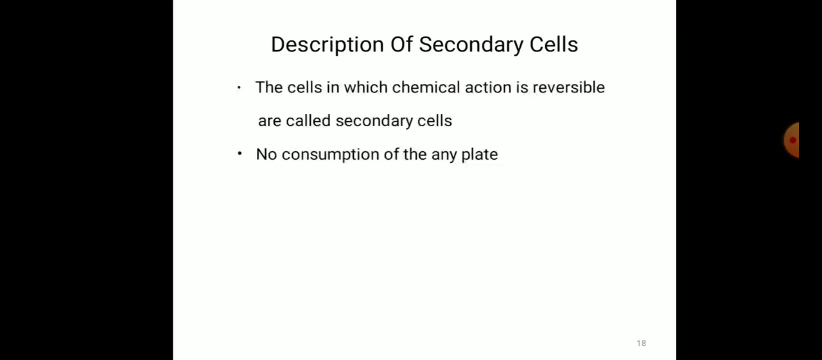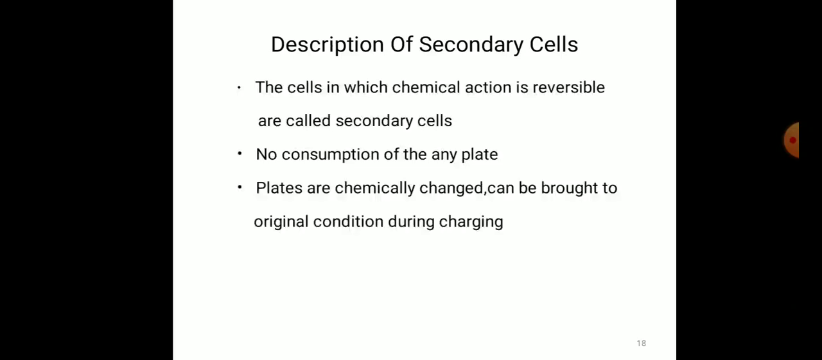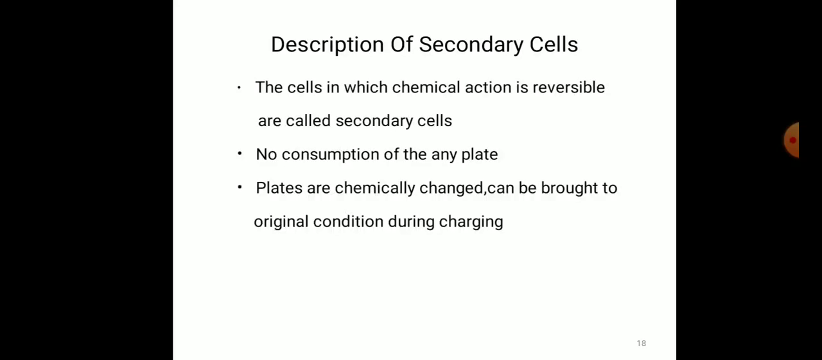The cells in which chemical action is reversible are called secondary cells. That is exactly opposite to the primary cell. If the chemical action is reversible, that type of cell is called a secondary cell. There is no consumption of any plate.